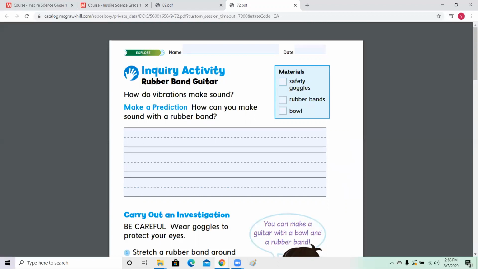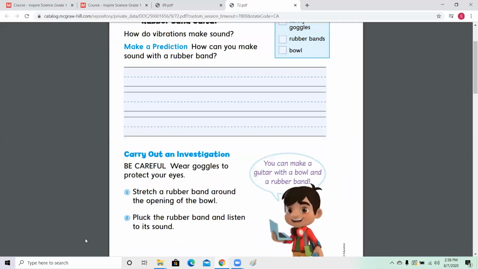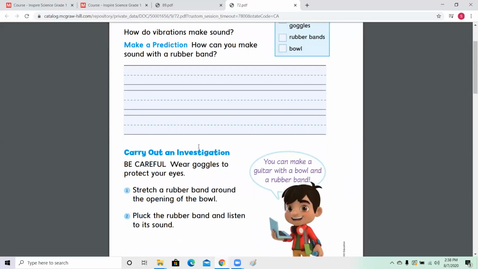How do vibrations make sounds? So what do you need? Safety goggles, rubber bands, and a ball. Sometimes I use a tissue box, and I think it's even easier. So you're gonna stretch the rubber band and just block it with your fingers. Yeah, sounds fun. So here that will tell you: stretch a rubber band around the opening of the ball or a tissue box, as I said, and then block the rubber band and listen to its sounds.